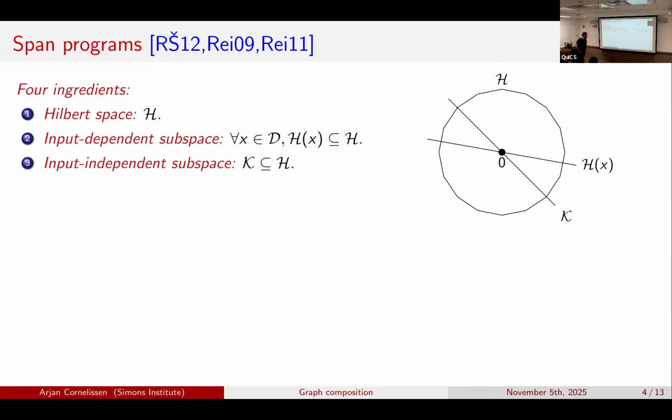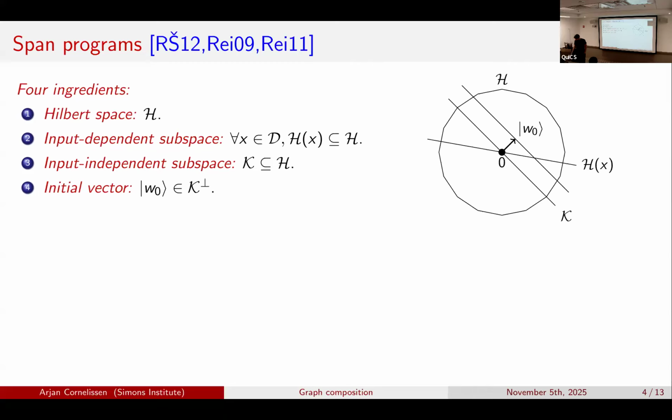The third thing we define is an input independent subspace K. This is some subspace which is completely independent of X, and there's no relation between K and H, they don't have to be orthogonal or whatever, they can be completely arbitrary. And then the final thing is an initial vector, and the only thing we require is that it's orthogonal to this input independent subspace K. So if you define these 4 things, then you define a span program.